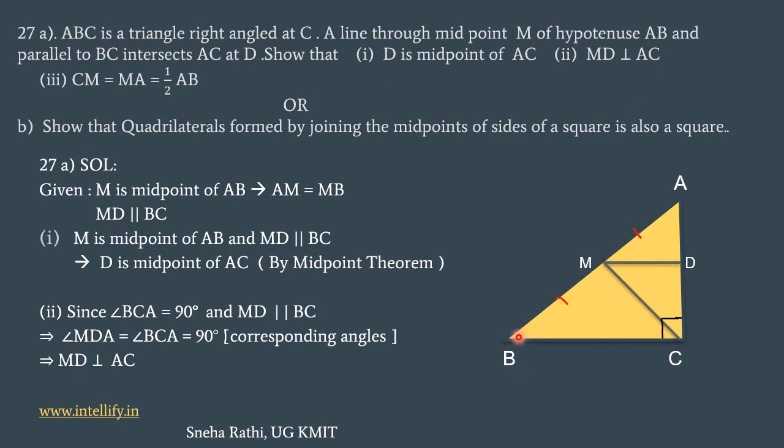Okay, now the second one, MD is perpendicular to AC. You all know that angle BCA is 90 degrees, which also means that angle MDA will also be 90 degrees. By corresponding angles, we can say that this is also 90 degrees. So angle MDA is also 90 degrees, which means that MD is perpendicular to AC because it is 90 degrees.